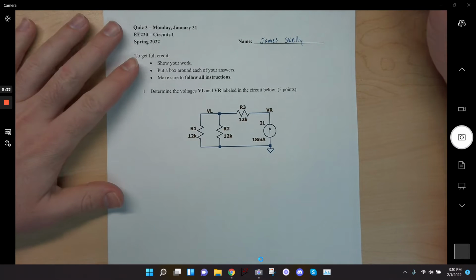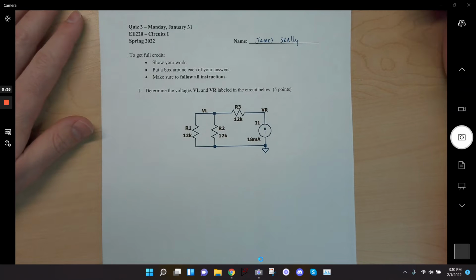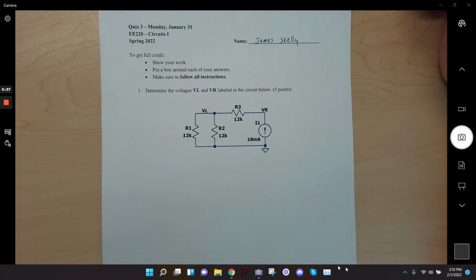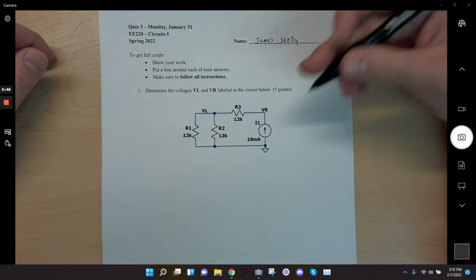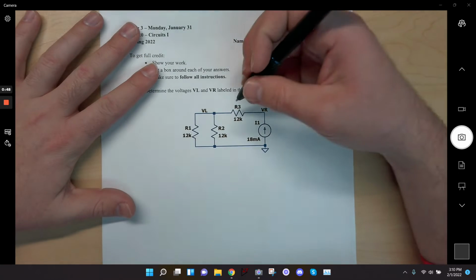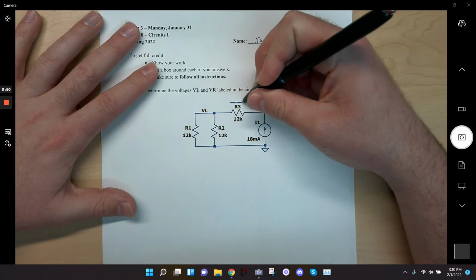Like I said yesterday in class, when you have a quiz or any problem for that matter, any problem that you have with a circuit, you should always start with writing down the things that you know. And the first thing that I see here that I know is that 18 milliamps is flowing through this resistor.